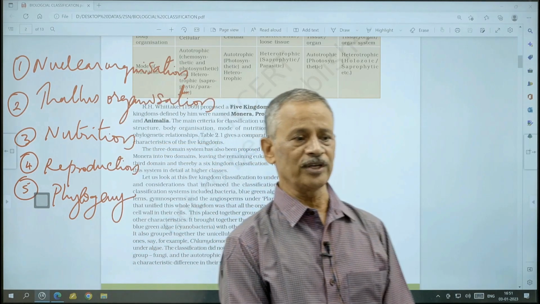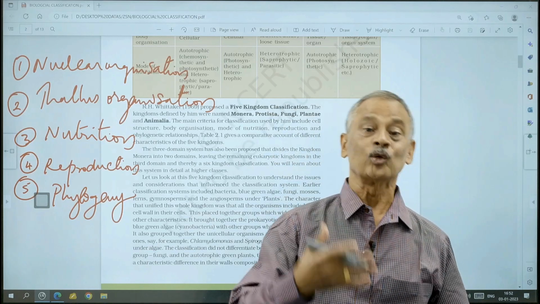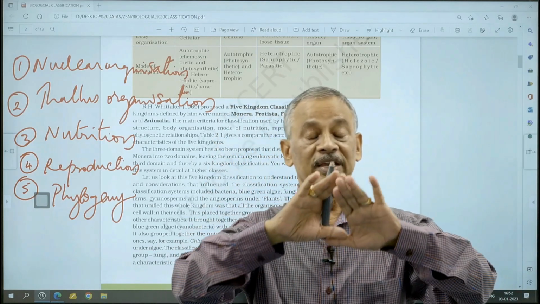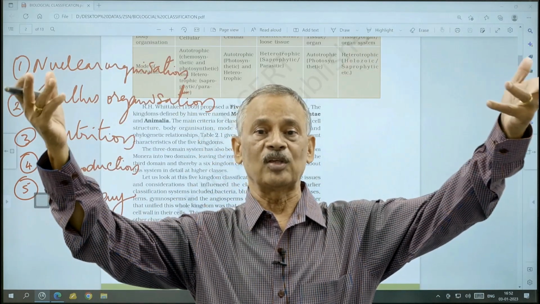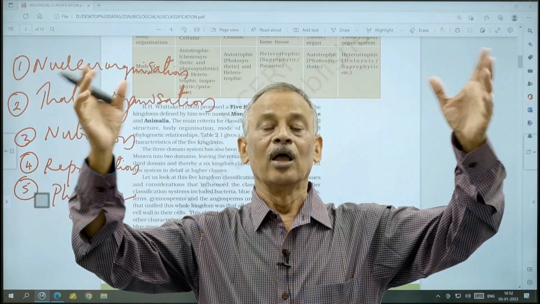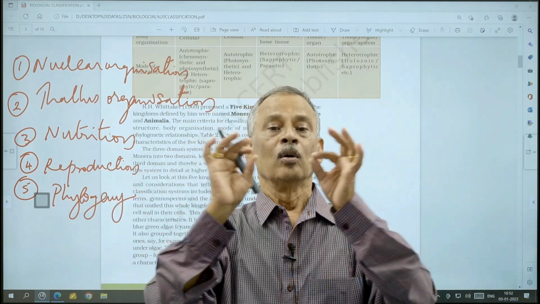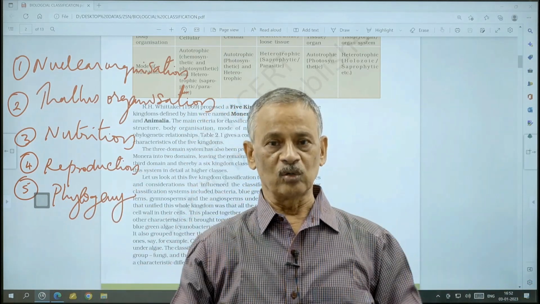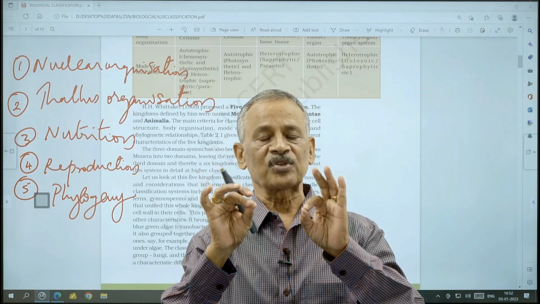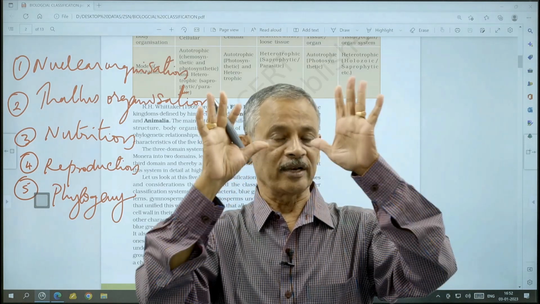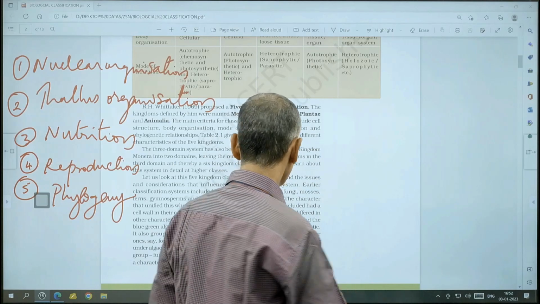Now, this classification has some advantages. What is the advantage? Here, unlike the two kingdom classification, there is separation of unicellular organisms and multicellular organisms. Unicellular organisms are again divided into prokaryotes and eukaryotes. All prokaryotic unicellular organisms are coming under Monera.